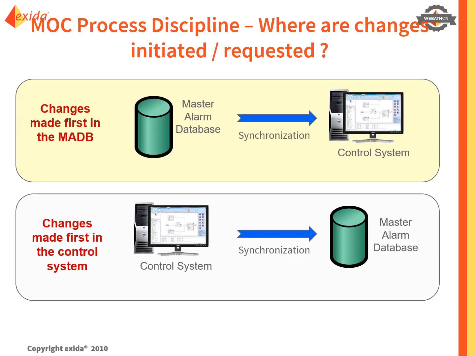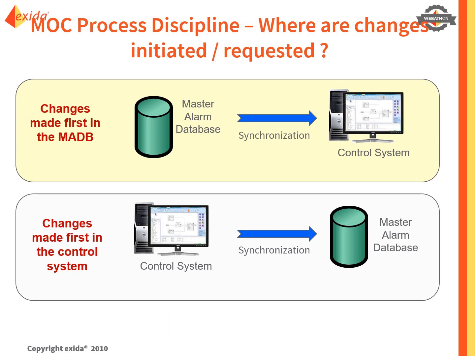Now let's talk about the management of change process. To my mind and in my experience, the controlled repository of alarm information and attributes should be the master alarm database. Now this should be a controlled document or database with all the management controls that you would expect for such an entity. So changes will be made first in the master alarm database and then migrated to the DCS or SCADA under controlled conditions.